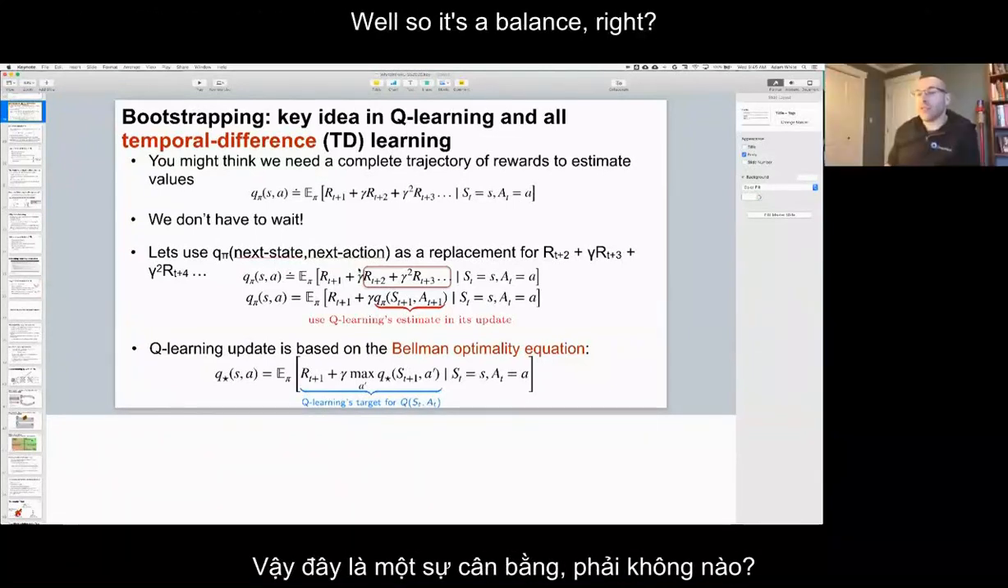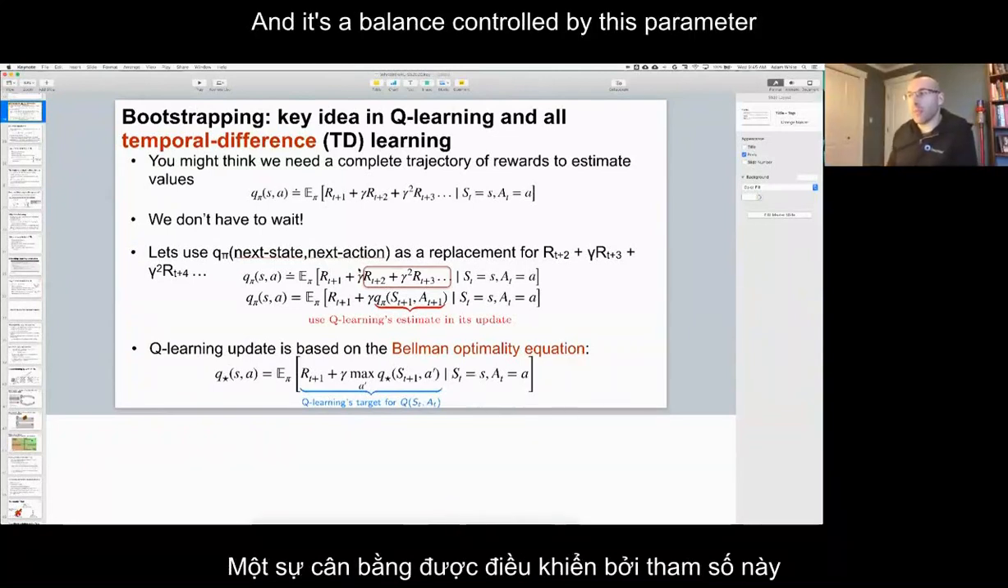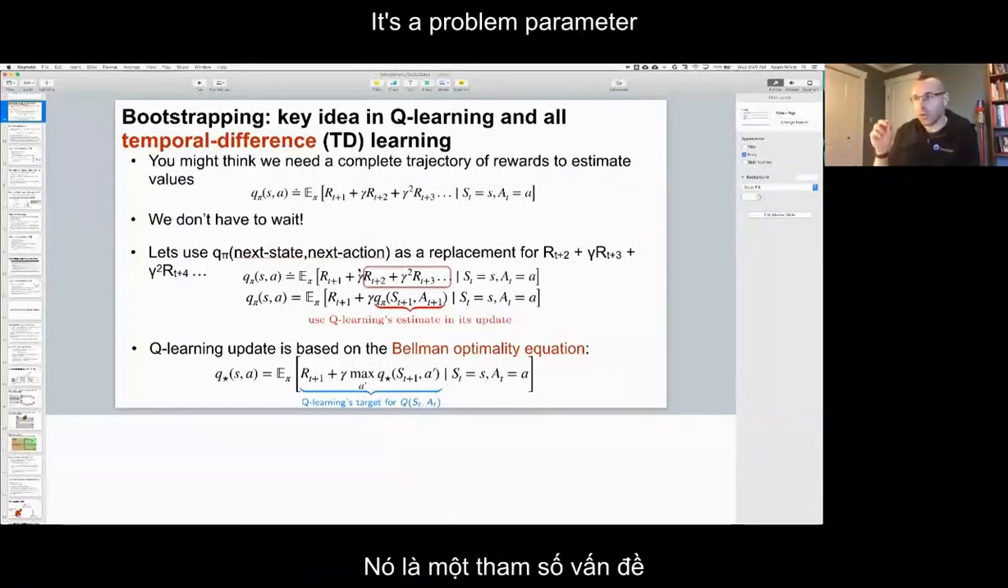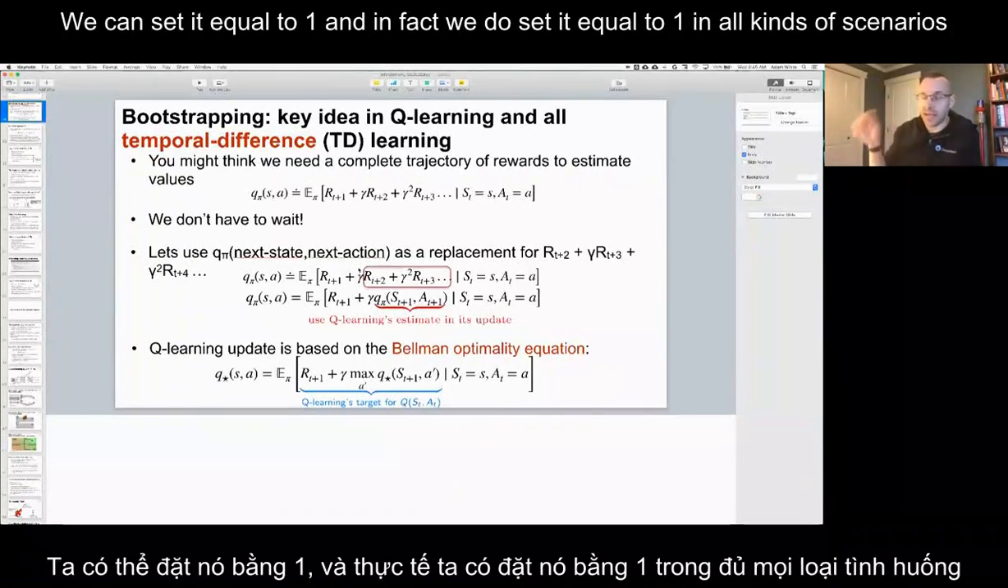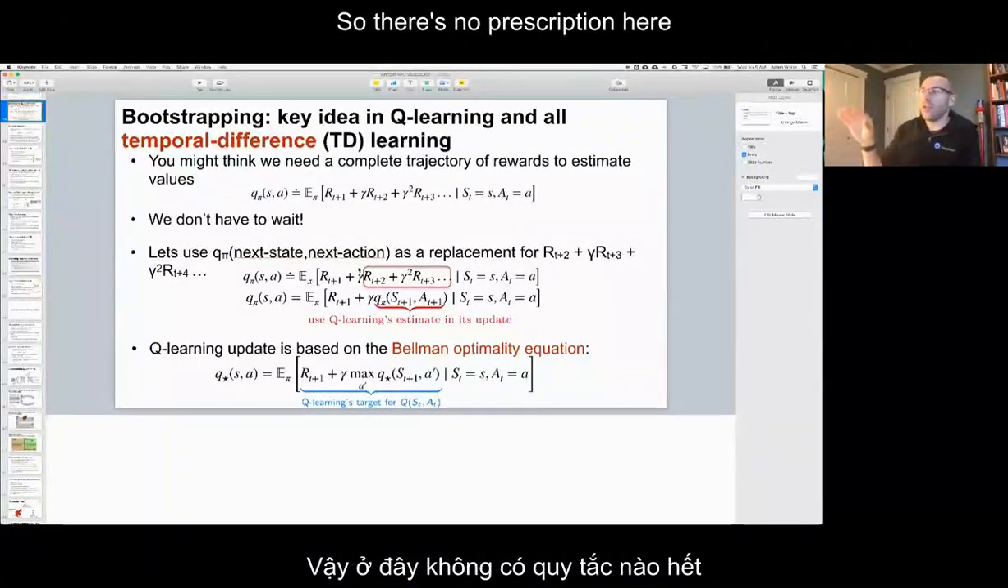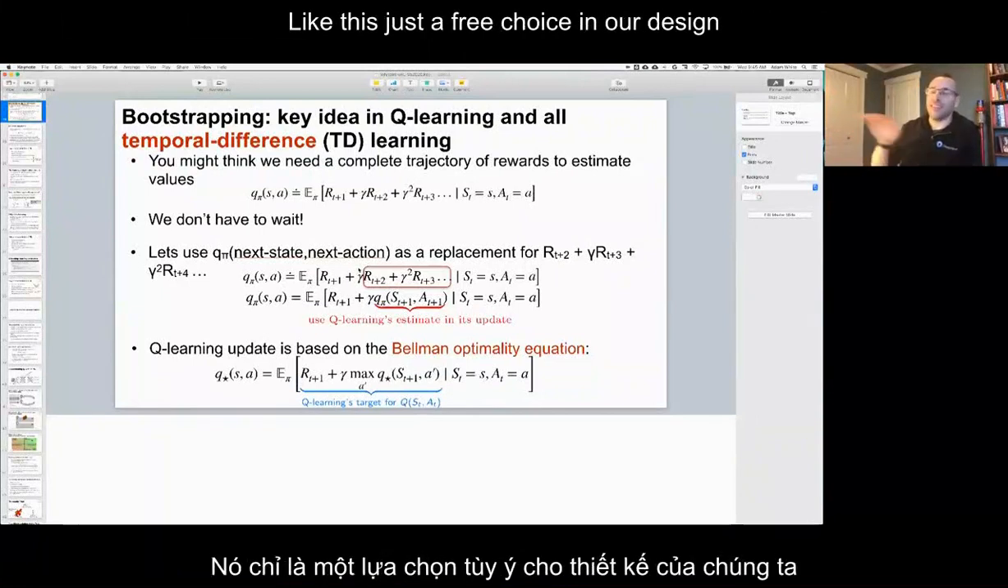Well, it's a balance, right? And it's a balance controlled by this parameter. It's a knob that we can tune. It's a problem parameter. It's not fixed to some specific value. We can set it equal to 1, and in fact, we do set it equal to 1 in all kinds of scenarios. So there's no prescription here. This is just a free choice in our design.